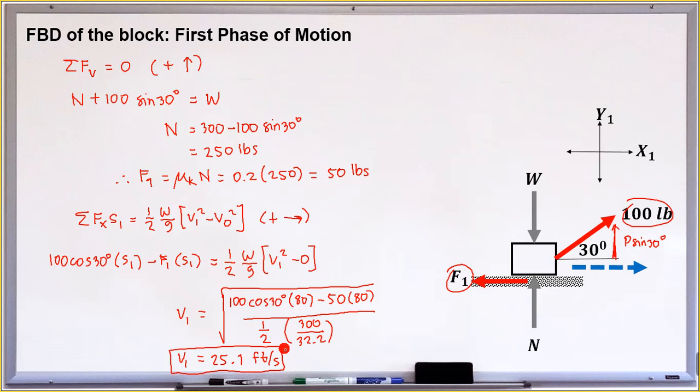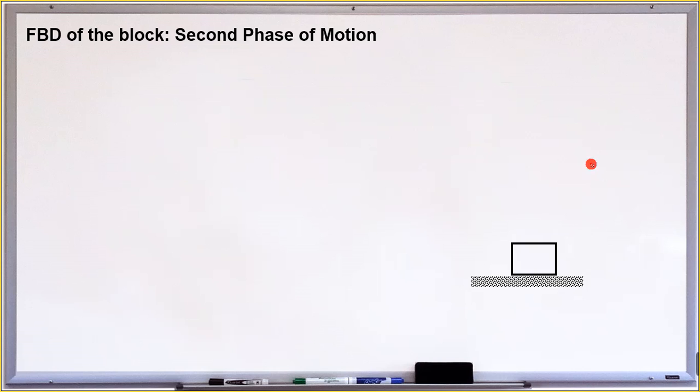Next, okay, I forgot to put the axis notation. So next, the FBD of the block for the second phase of motion. Meaning in the second phase of motion, the 100 pounds applied force is removed. So our FBD only has the weight and the normal force, and of course the block keeps moving even if the force is gone. It is moving already, and its velocity after 80 feet is 25.1.